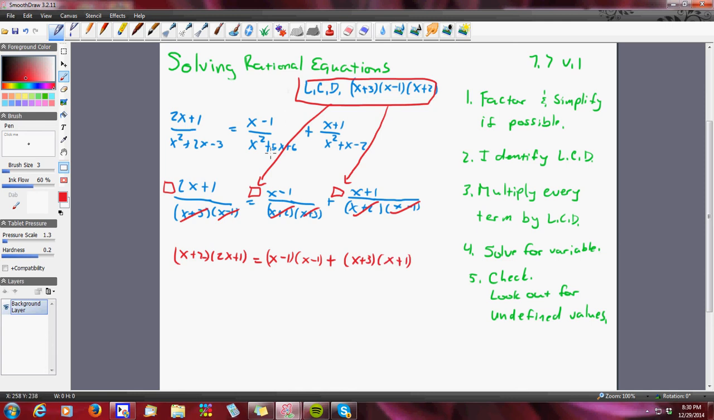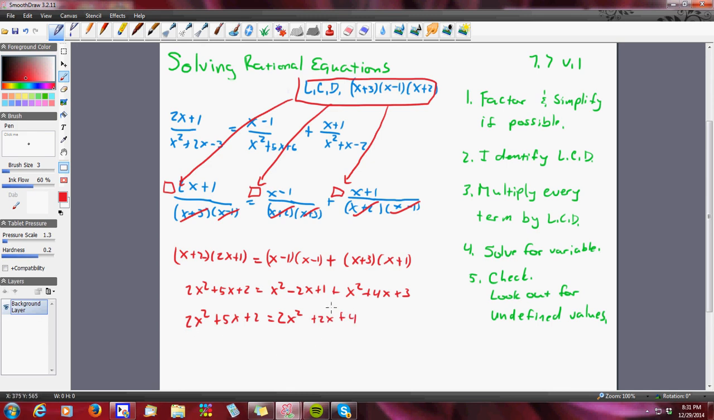Whew. So now I'm going to have to do some crazy foiling. I get 2x squared plus x plus 2x plus x plus 4x plus 5x plus 2 equals x squared minus x minus 2x plus 1 plus x squared plus 3x plus 1x is plus 4x plus 3. I'm going to show you a neat little trick. I'm going to combine like terms on the right hand side. I get plus 2x plus 4.